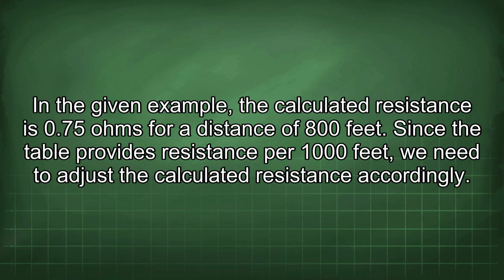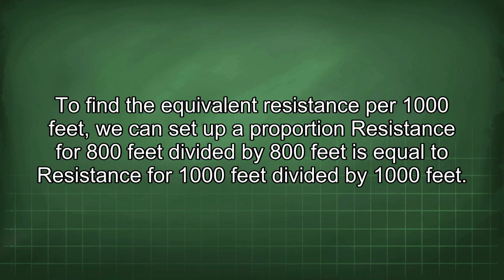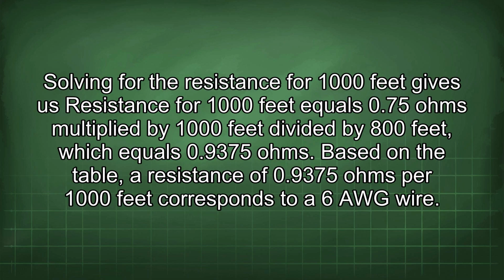Since the table provides resistance per 1000 feet, we need to adjust the calculated resistance accordingly. To find the equivalent resistance per 1000 feet, we can set up a proportion: resistance for 800 feet divided by 800 feet is equal to resistance for 1000 feet divided by 1000 feet. Solving for the resistance for 1000 feet gives us 0.75 ohms multiplied by 1000 feet divided by 800 feet, which equals 0.9375 ohms. Based on the table, a resistance of 0.9375 ohms per 1000 feet corresponds to a 6 AWG wire.